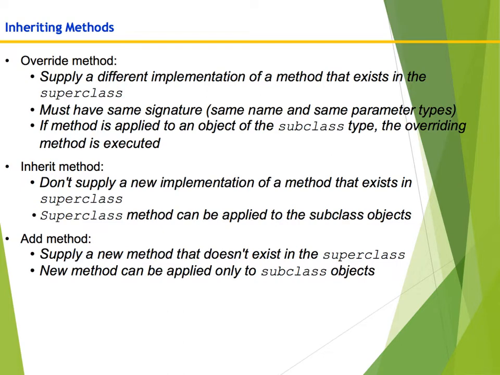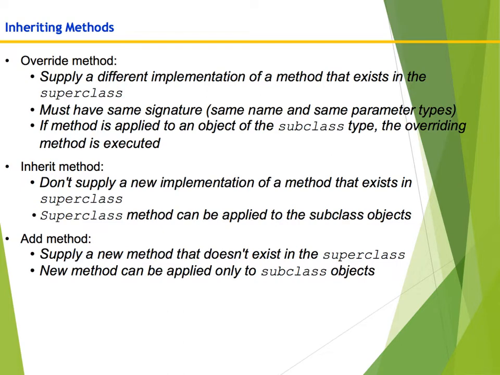The second type of inheriting a method is to just keep the implementation of the superclass as it is and reuse it in the subclass. So basically, if you want to inherit a method, you don't need to supply a new implementation of the method that exists in the superclass. The superclass method can be applied to the subclass objects if you don't override that method.